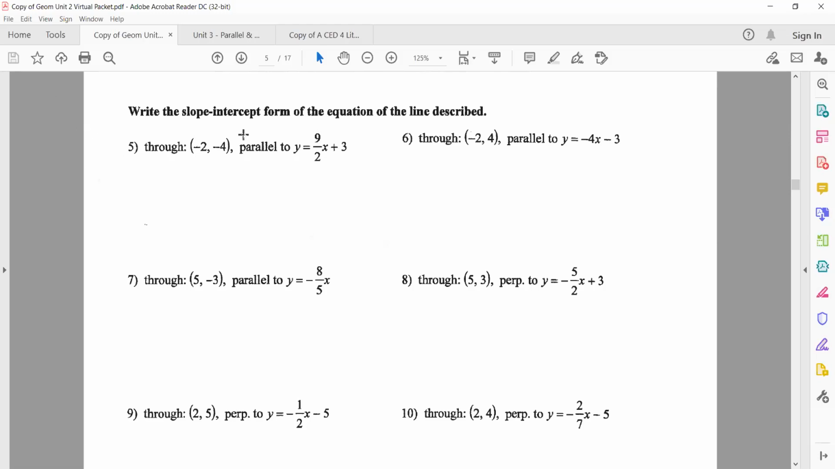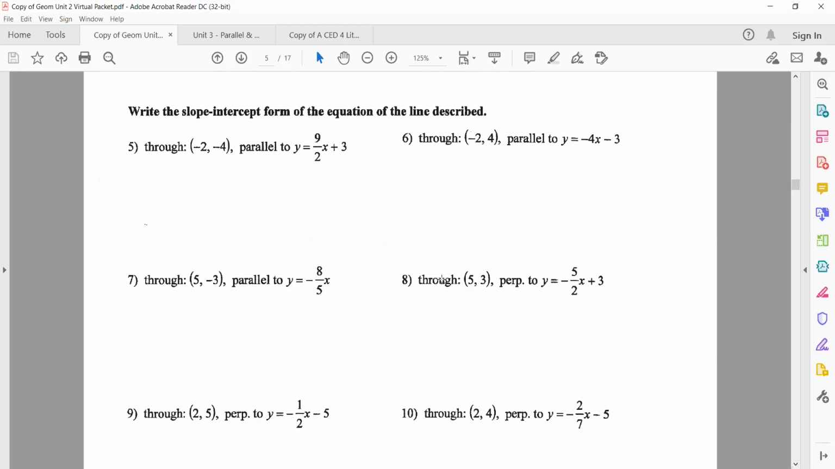Because then all I'm doing is setting up the y equals mx plus b calculation. Y is -4 equals 9/2 times -2 plus b. Now I can find another y-intercept. Because when you have parallel lines, the only thing that's different in the equations is going to be the y-intercept. So that's why you have to go through that process to find the y-intercept for that second line.